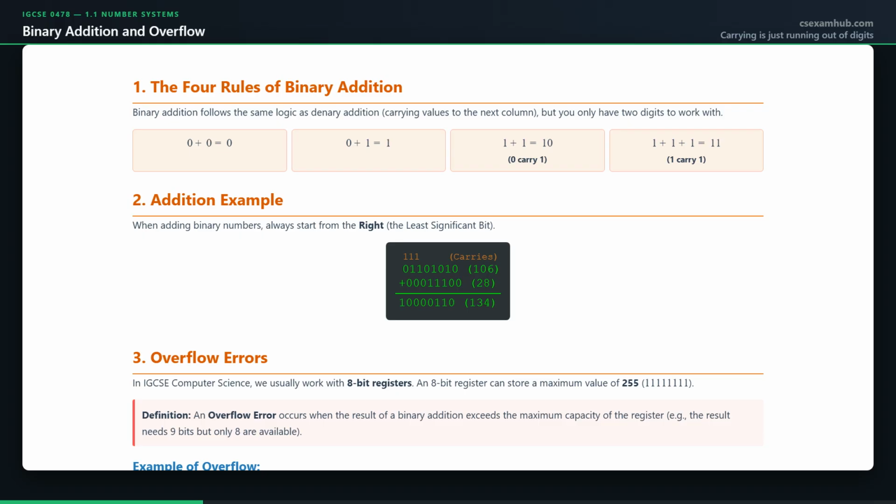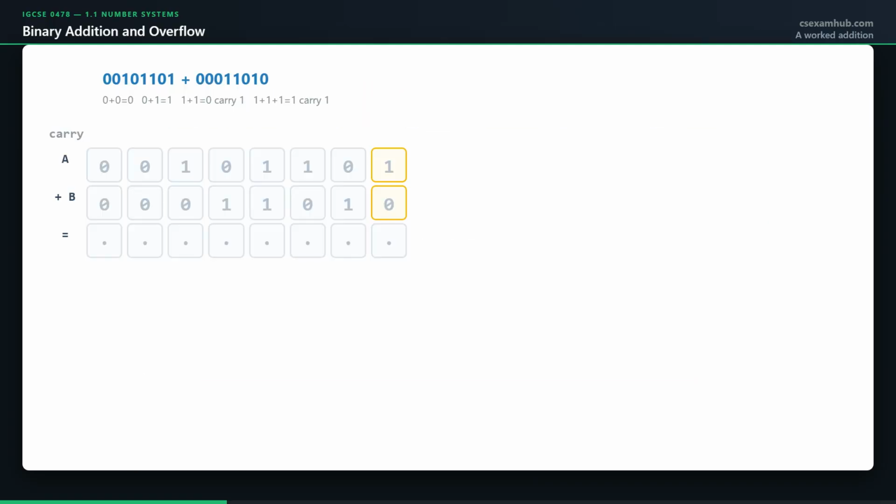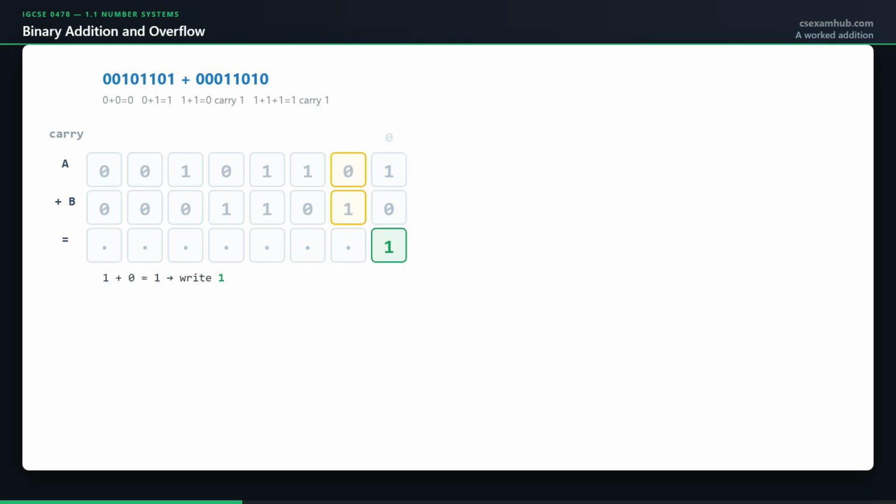If you find yourself writing a 2 or a 3 anywhere in a binary answer, stop, because you have made an error. Every single cell in the answer must be a 0 or a 1. Let us add 2 bytes properly. 00101101 plus 00011010. Always start at the rightmost column and work left exactly as you would in denary.